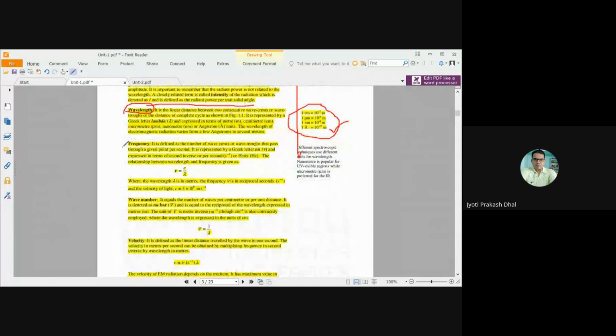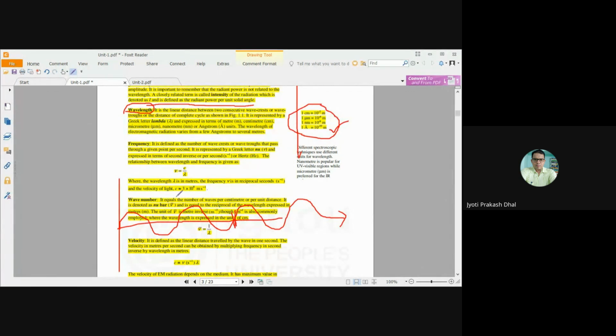Now coming to the next one, frequency. Frequency is denoted as nu, and it is defined as the number of crests or troughs that pass through a given point per second. Suppose this is the starting point of the wave, and let the wave pass along the x-axis like this. So this is the direction of propagation of the wave. Now suppose we put a marker on the path.